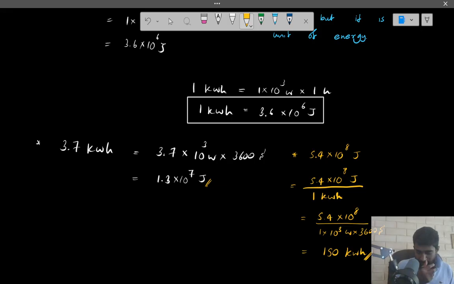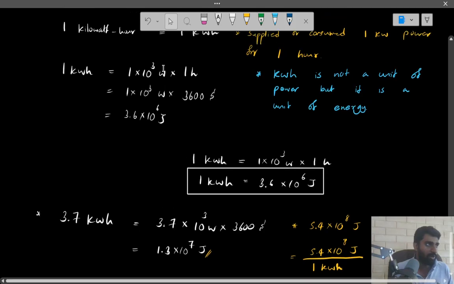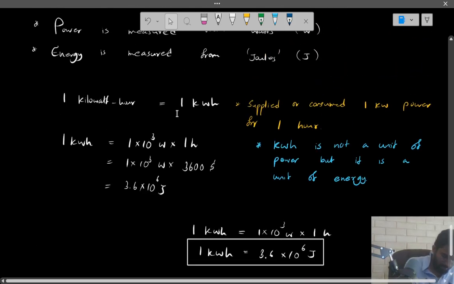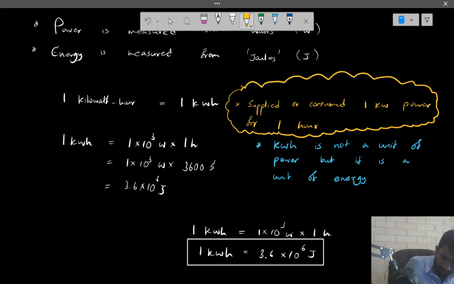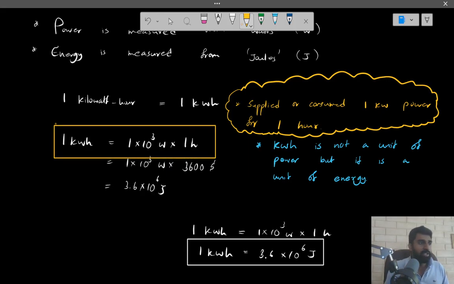So you should be able to convert kilowatt hours into joules and joules into kilowatt hours. You should be familiar with that simplification, right? It is very simple. If you know the meaning of kilowatt hour, it is given by this thing, right? It is the energy supplied or consumed, right? Here, supplied or consumed 1 kilowatt power for 1 hour. So you can write it this way: 1 kilowatt hour is equal to 1 times 10 to the power 3 watts times 1 hour. Then you can simplify it simply. Okay.